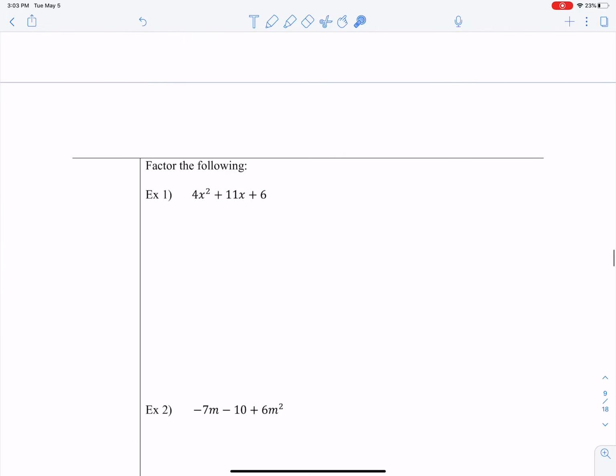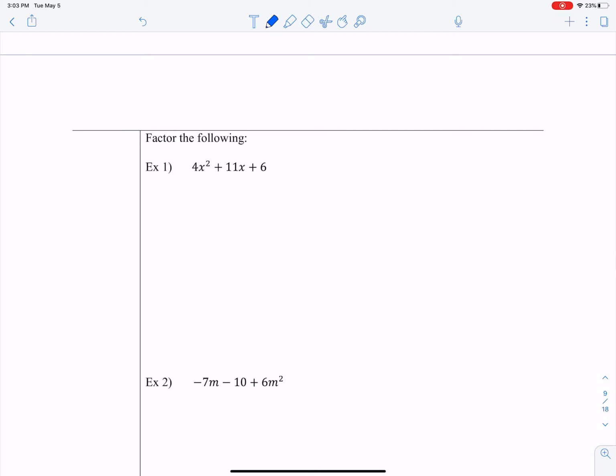So now let's try some examples. Okay, so for this first question, remember we always look for a greatest common factor. Make sure you get into the habit of that. It's one of the things that people miss often on tests.